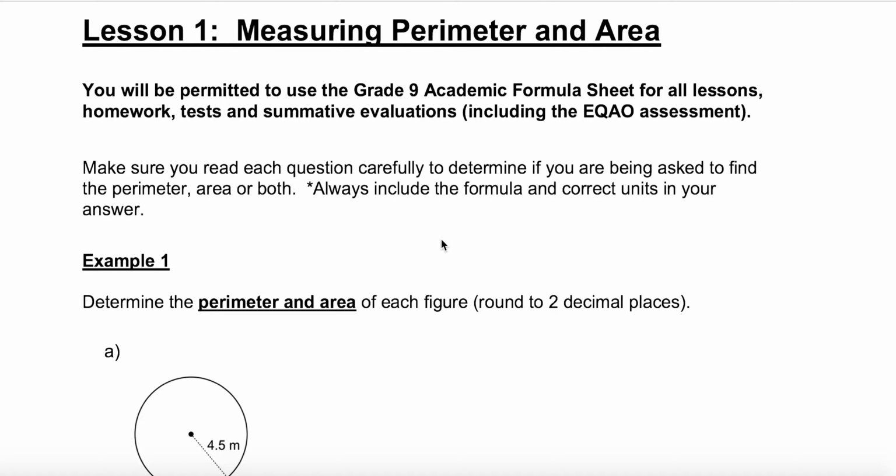This one is our first lesson in our measurement relationships unit. One thing it does say at the top of lesson 1: we're just going to talk about perimeter and area today. It says that you will be allowed to use the grade 9 academic formula sheet. So if you were writing EQAO, if you were writing an exam, you would be allowed to use the formula sheet for anything that you do.